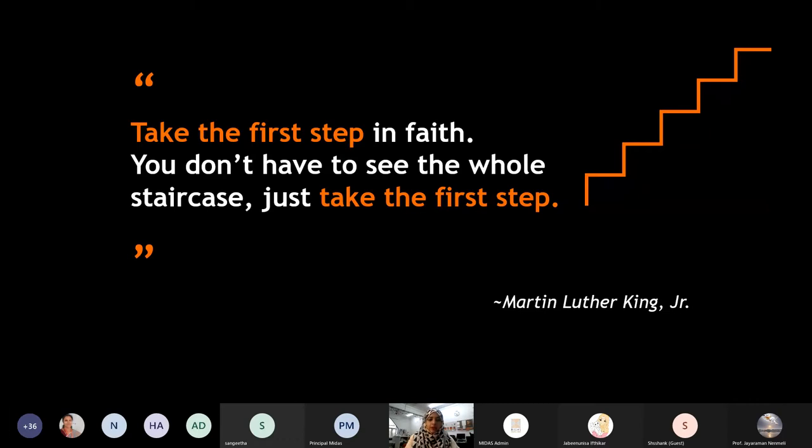And this is a quote by Dr. Martin Luther King Jr. when he said, take the first step in faith. You don't have to see the whole staircase, just take the first step. So it all begins with just taking the first step and doing the first thing that comes to mind. And as I mentioned, we're talking about investigation and generation of design. So investigation begins with the asking of questions, the search for answers. And so I would like to present.